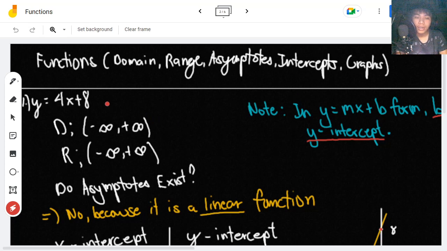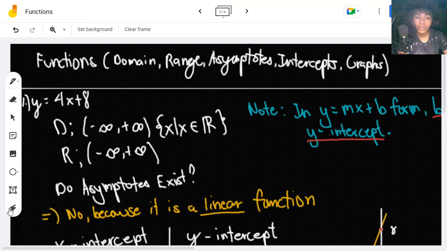Since we can put 0 here, 4 times 0 is 0, 0 plus 8 is 8, it is defined. If we put 1 half, that will be 2, 2 plus 8 is 10. Even if you put in a negative number, like negative 1000, 4 times negative 1000 is negative 4000 plus 8, that is negative 3992. So it is defined. Our domain is from negative infinity to positive infinity. In set builder notation, that would be x such that x is an element of all real numbers. This is the interval notation, and this is the set builder notation.